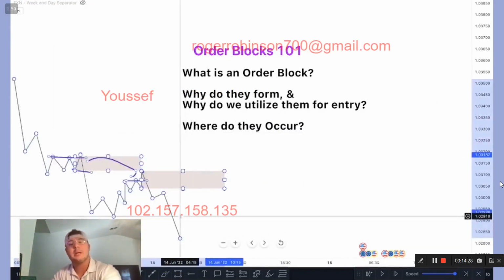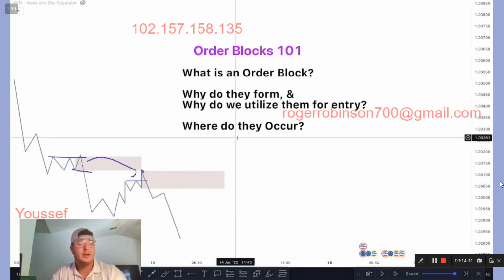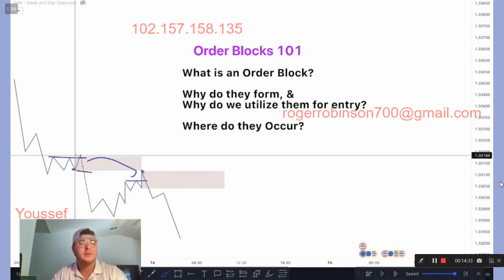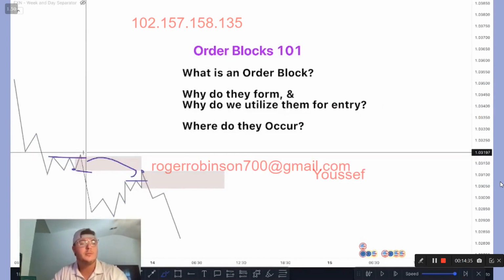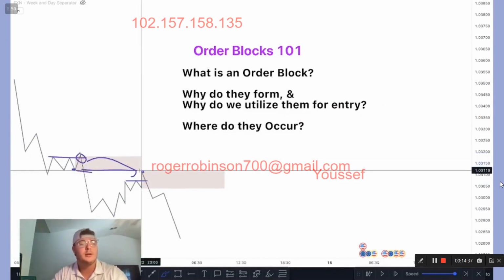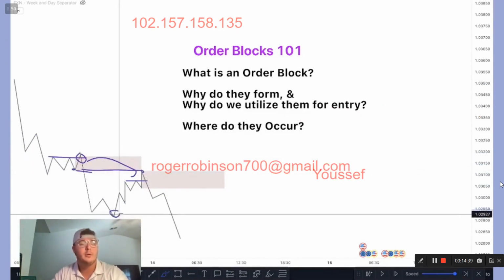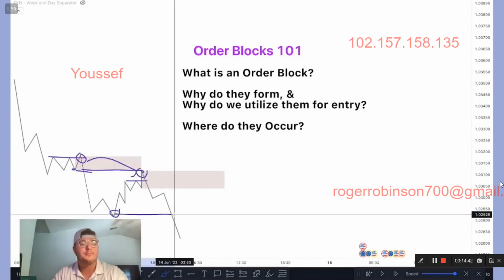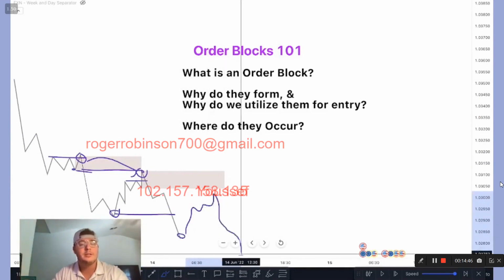So now that we understand conceptually what they are and where they occur, right? Because they occur at areas that have relevance. We see that this whole momentous move was caused from this area right here. So it makes sense for an order block to lie here. Likewise over here, we have a lower high, a lower low, a lower high, and now we have what? A lower low. This becomes a relevant area that we're going to want to be looking for an order block before price continues lower, right?